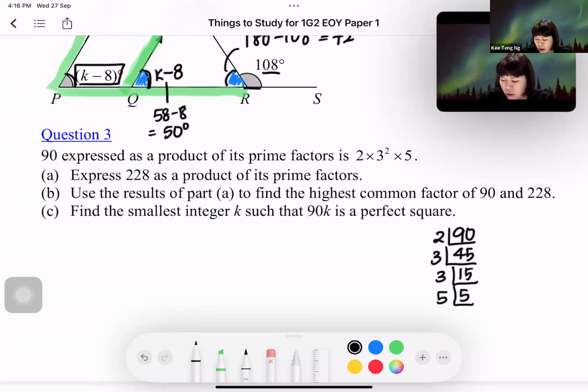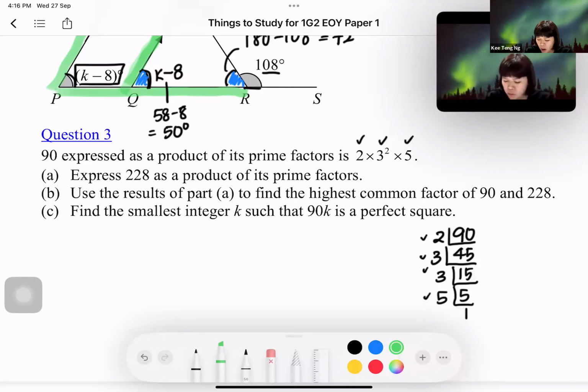Now I divide by 5 until I get 1. Okay, you're not very sure, never mind. Now we do revision, then you make sure, okay? So until we get 1 already, how do we write this as a product of its prime factors? This is written as 2, you see the number 2, right? 3 squared, 3 to the power 2, 5, okay? So this is how you do prime factorization.